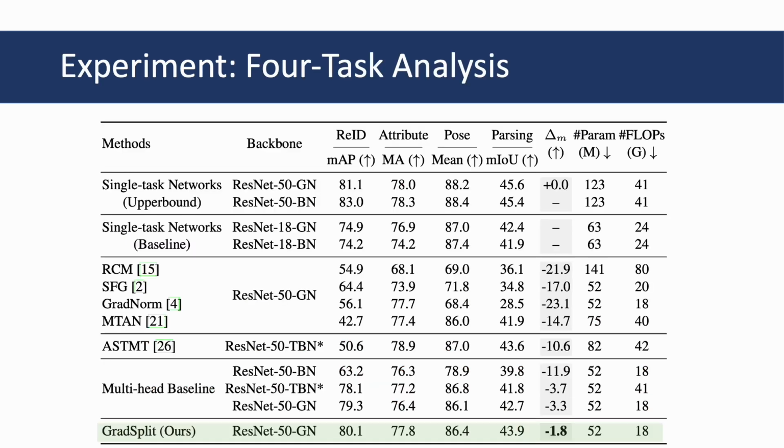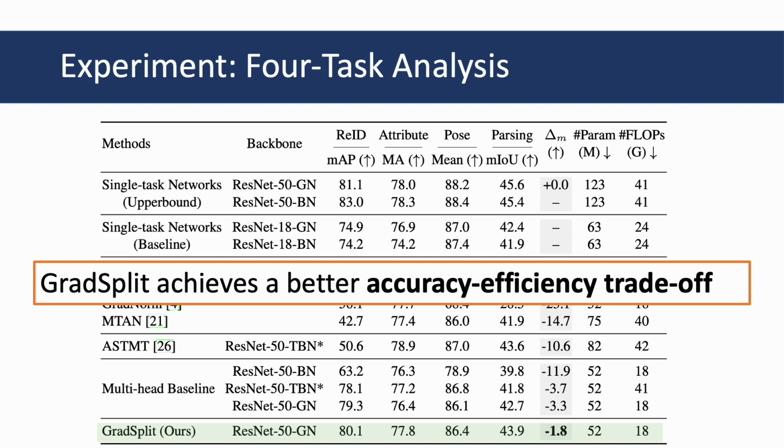Here I show the results on 4-task setting. We compare gradient split with other state-of-the-art methods. Here we use single-task networks with the same backbone ResNet 50 as the upper bound. We show gradient split achieves a better accuracy-efficiency trade-off. It minimizes accuracy drop caused by task conflicts, while significantly saving computer resources in terms of flops and memory and inference.